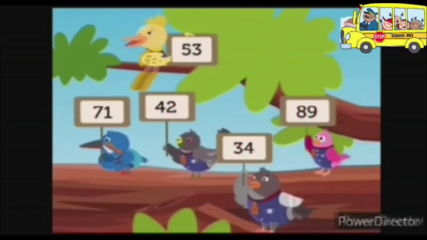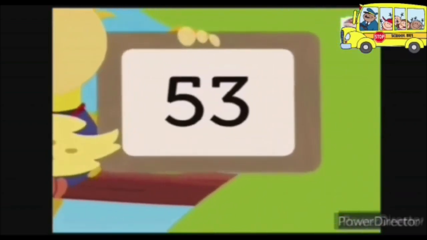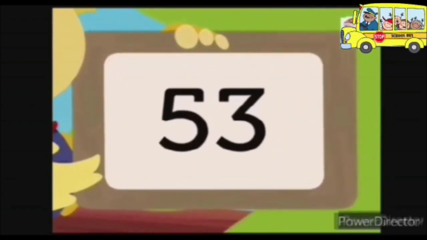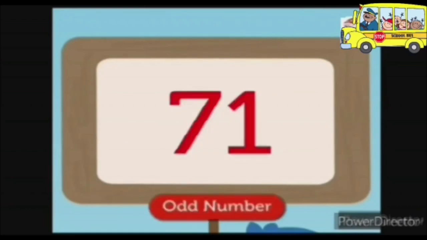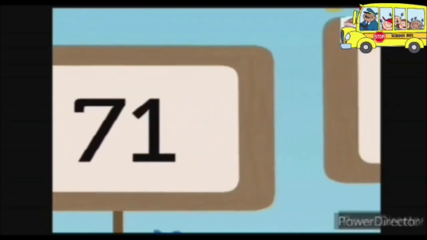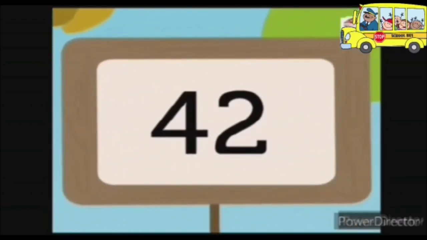First, let us look at the number 53. Here the number 3 is in ones place. So 53 is an odd number. Next is the number 71. Here the number 1 is in ones place. So 71 is an odd number. Now we have the number 42. Here 2 is in the ones place. So 42 is an even number.